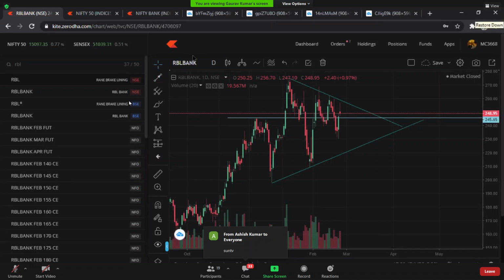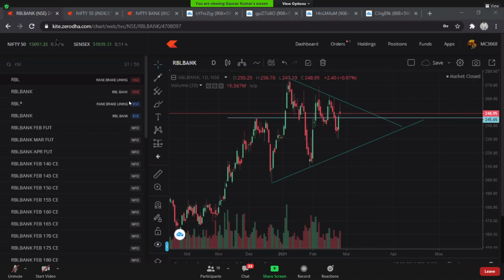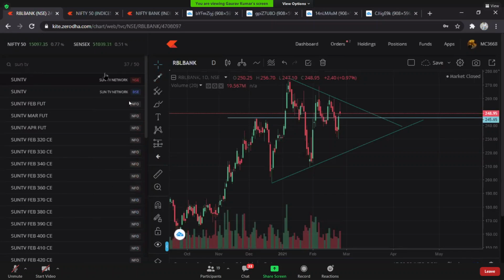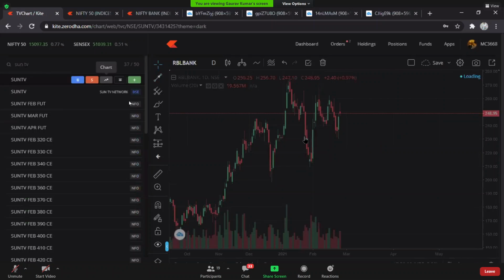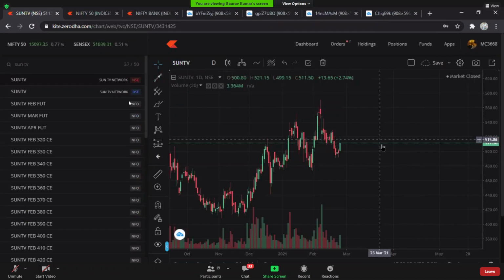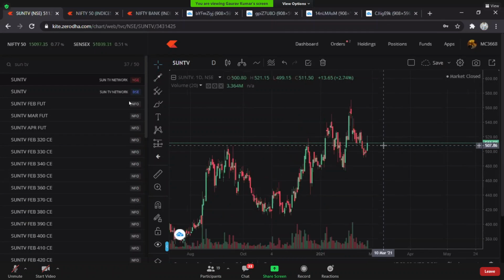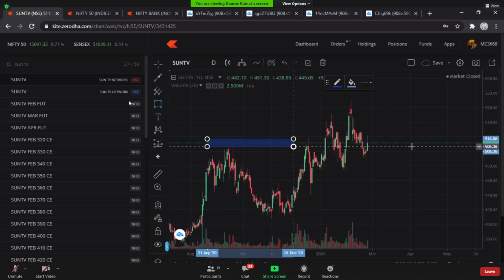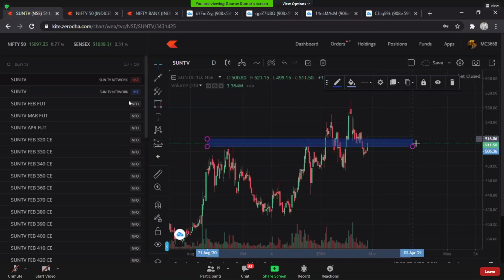Not RBL Bank, Sun TV. Sun TV is in my portfolio as well. 511. I'm afraid that if Sun TV is able to sustain above this zone, then only go long on it. This is a zone for Sun TV.